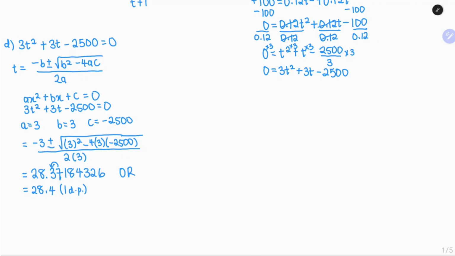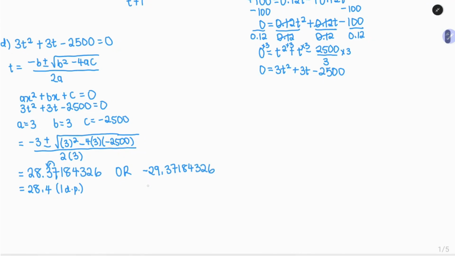So for the next one, I put in the minus, and when I put in the minus, I get negative 29.37184326, which is equal to negative 29.4 to one decimal place. It's basically the same rounding as I did on this side. So those are your answers for T.